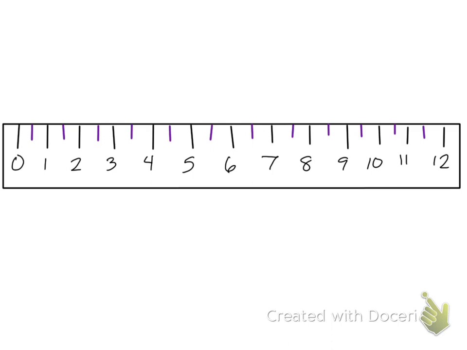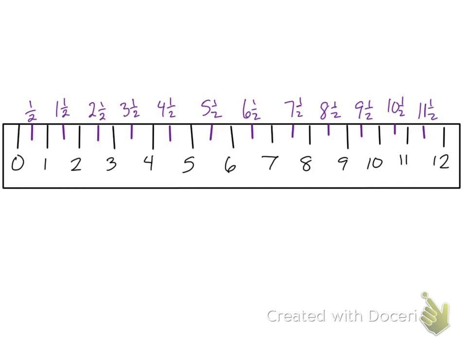Okay, so we count by halves by going across the ruler. So we have 0, and then this next one would be 1/2. 1, then it'd be 1 1/2, 2, 2 1/2, 3, 3 1/2, 4, 4 1/2, 5, 5 1/2, 6, 6 1/2, 7, 7 1/2, 8, 8 1/2, 9, 9 1/2, 10, 10 1/2, 11, 11 1/2.